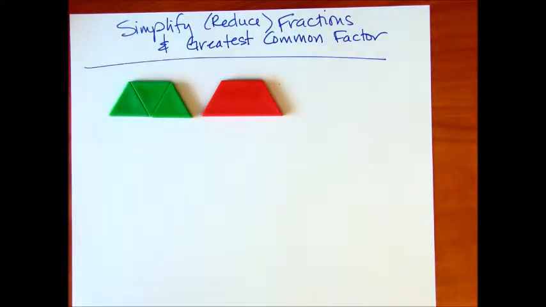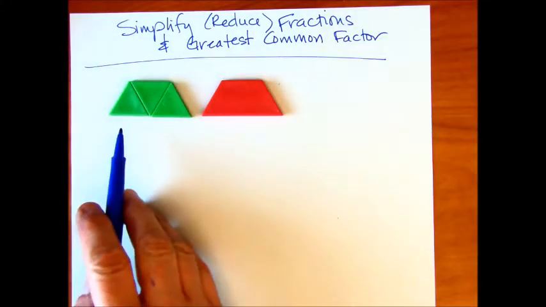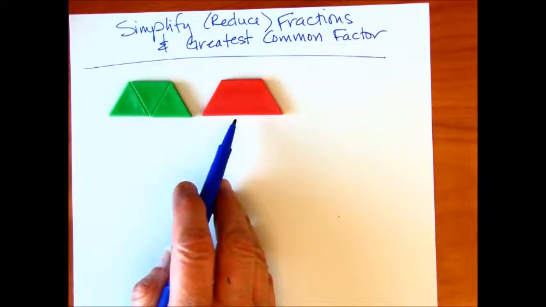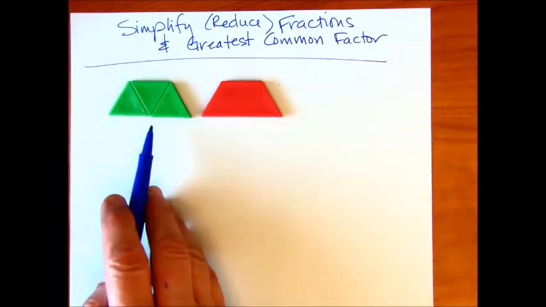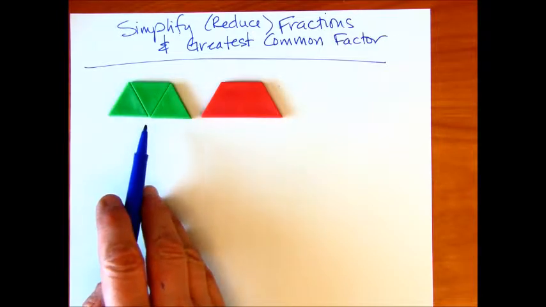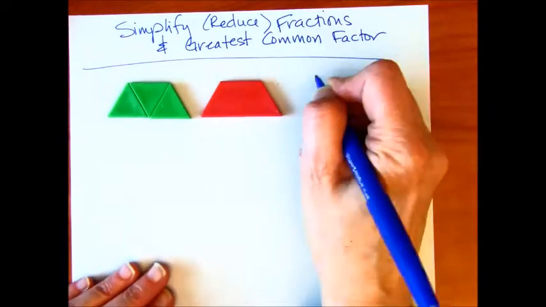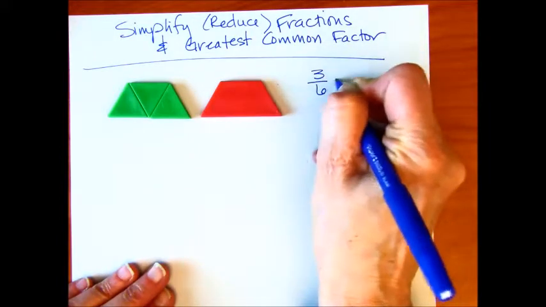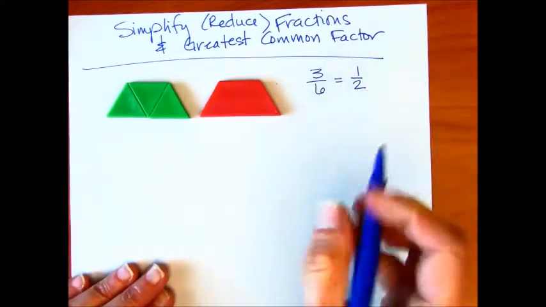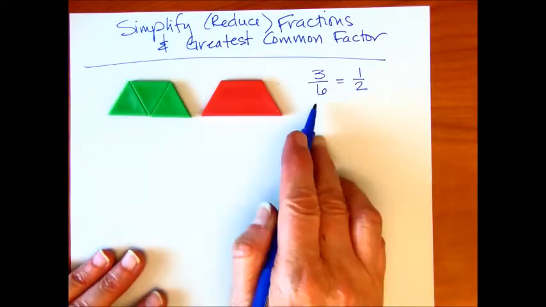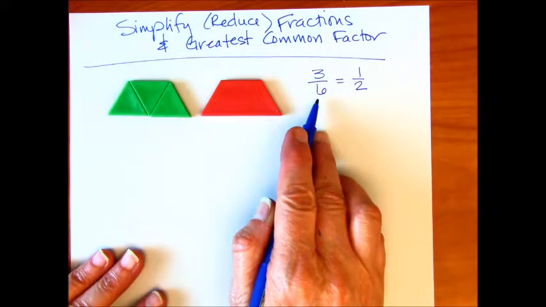Notice in this model we have 3/6 and 1/2. Notice they both have the same shape. 3/6 is equivalent to 1/2. 1/2 is a reduced form of 3/6.